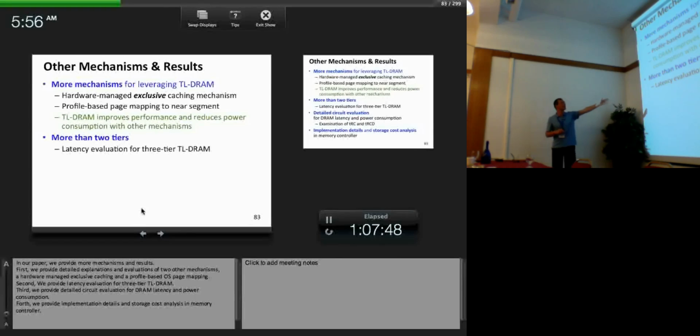Can you design a TL-DRAM with more than 2 tiers? Now that you have 2 tiers, what about 3 tiers, right? You can add another isolation transistor. And it turns out you can reduce the latency of that second tier also compared to commodity DRAM, but you add more overhead. And then you have more management overhead also. Maybe you don't want to complicate the system even more.